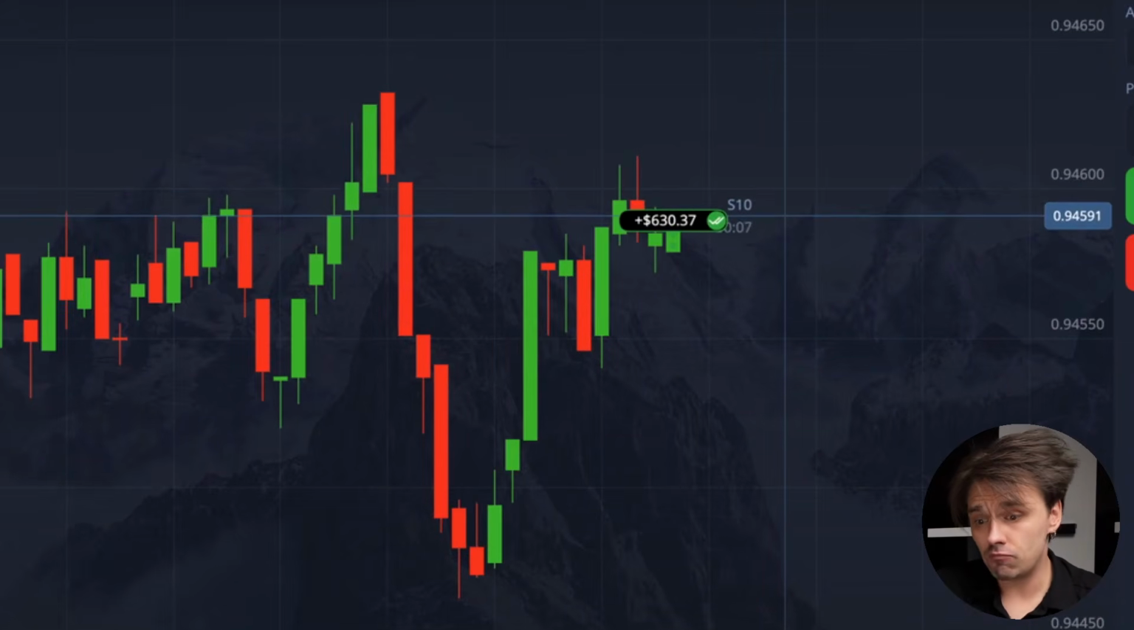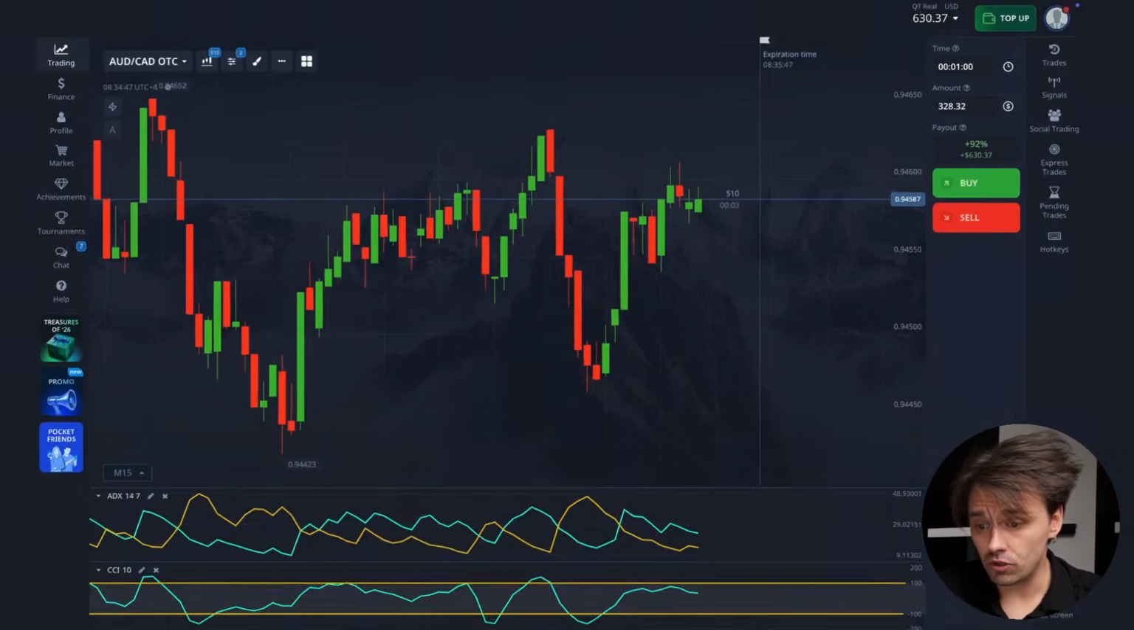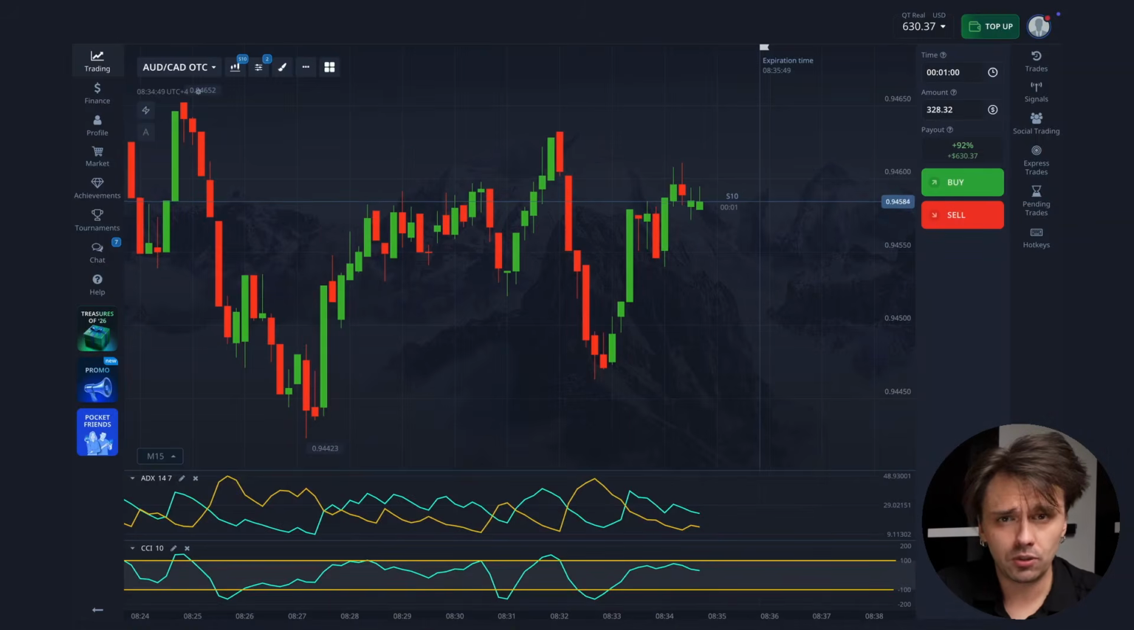And this trade brings me $630 to my balance, which is quite what I expected, so we continue.